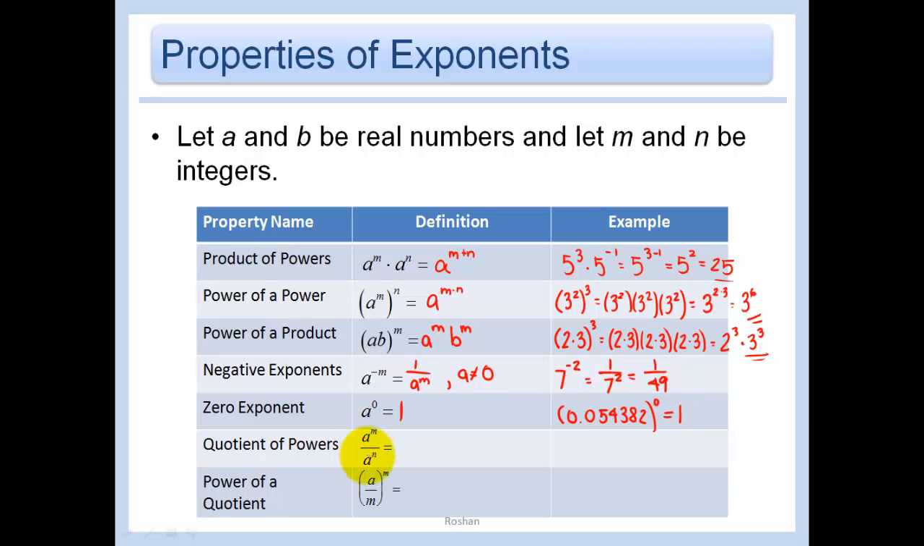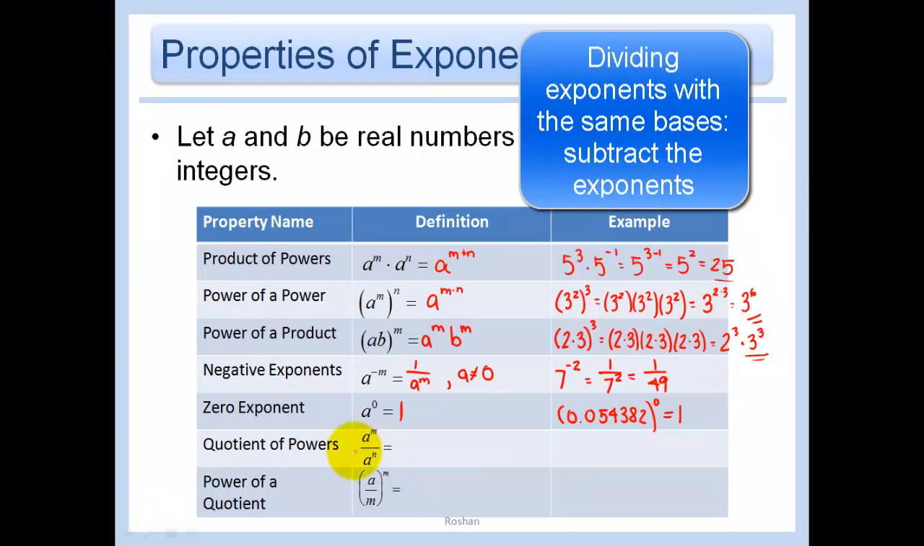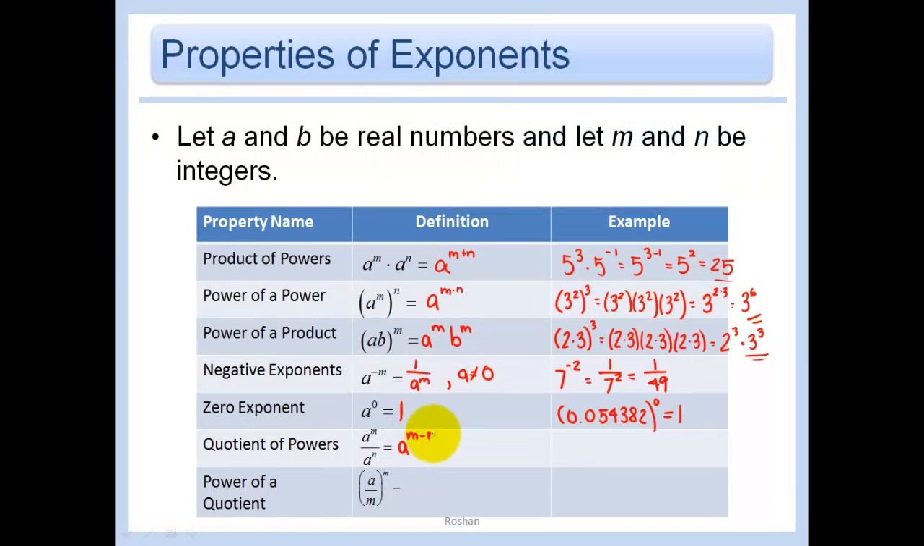Now, if I have the same bases and I'm dividing, I subtract exponents. Just like if I had the same bases and I was multiplying, I add the exponents. Now I'm going to subtract the exponents. So I have a to the m minus n. Again, in this one, since I'm doing a division, I better write a does not equal 0.